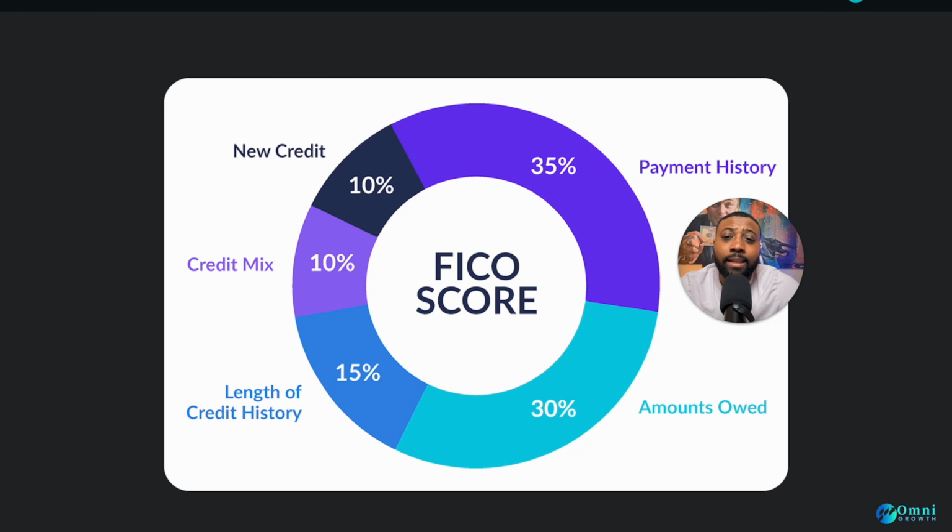And I'm sure you guys have seen this pie chart before. This is the FICO scoring model. We're going to be focusing on right here, this 30% category, amounts owed.